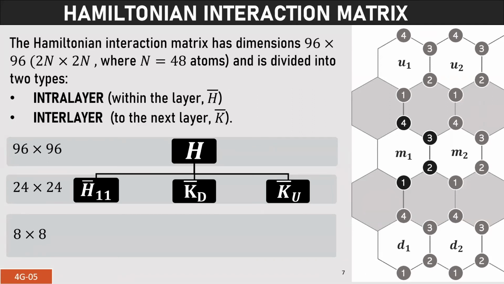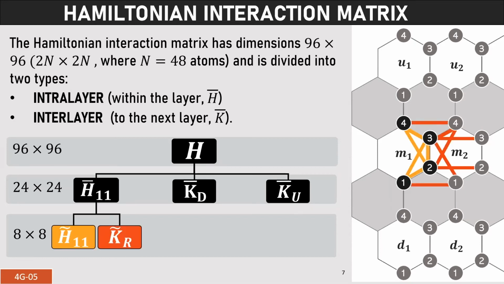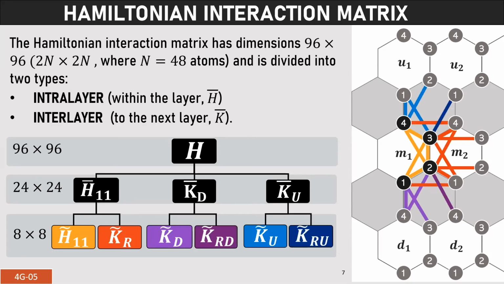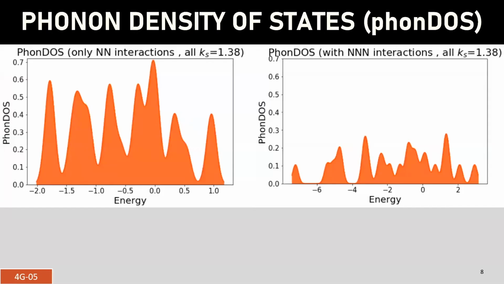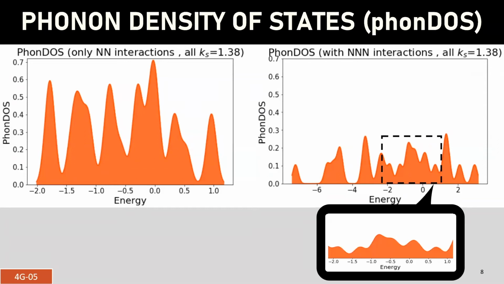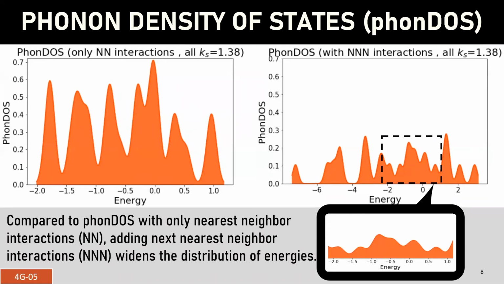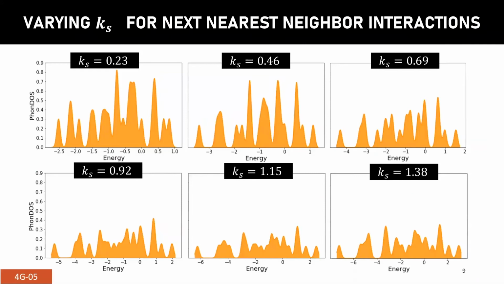interlayer. We divided the Hamiltonian matrix into several matrices to carefully account for all interactions. These 8 by 8 matrices pertain to interactions within a single unit cell and its interactions to its neighboring cells. After getting the total Hamiltonian matrix, we calculated the eigenvalues using Fortran 95 and plotted the phonon density of states. We noticed that adding next nearest neighbor interactions widens the distribution of energies. And when we vary the bond stretching force constant from 0.23 to 1.38, it also showed that strengthening next nearest neighbor interactions also widened the distribution of allowed energies, and there were fewer available energy states per energy bin.